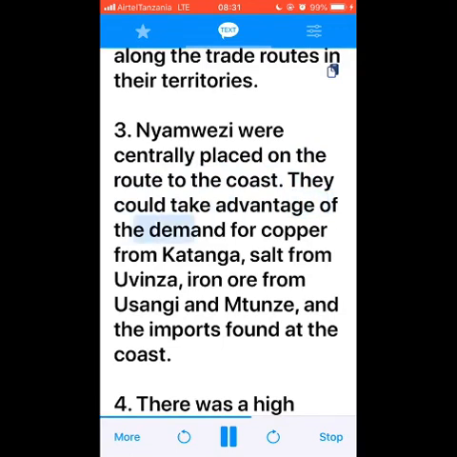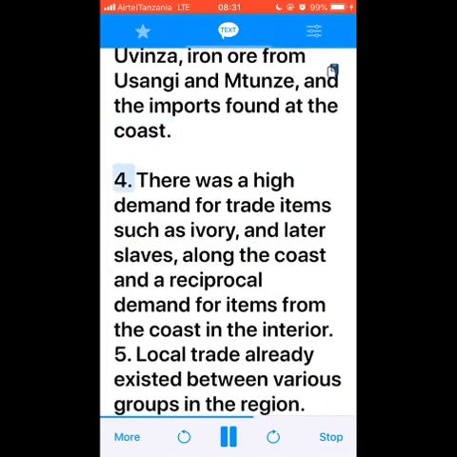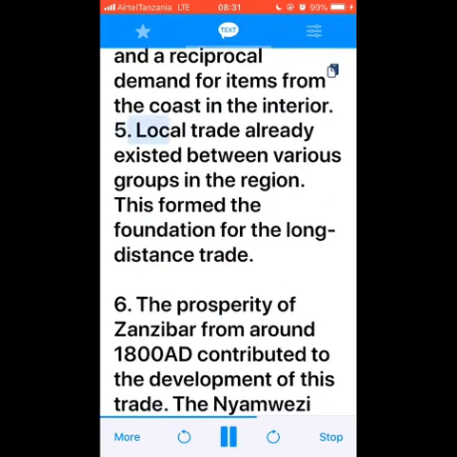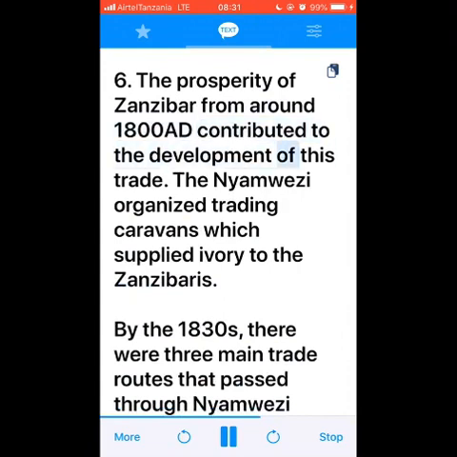3. Nyamwezi were centrally placed on the route to the coast. They could take advantage of the demand for copper from Katanga, salt from Uvinza, iron ore from Usangi and Mtunze, and the imports found at the coast. 4. There was a high demand for trade items such as ivory, and later slaves, along the coast and a reciprocal demand for items from the coast in the interior. 5. Local trade already existed between various groups in the region. This formed the foundation for the long-distance trade. 6. The prosperity of Zanzibar from around 1800 AD contributed to the development of this trade. The Nyamwezi organized trading caravans which supplied ivory to the Zanzibaris.